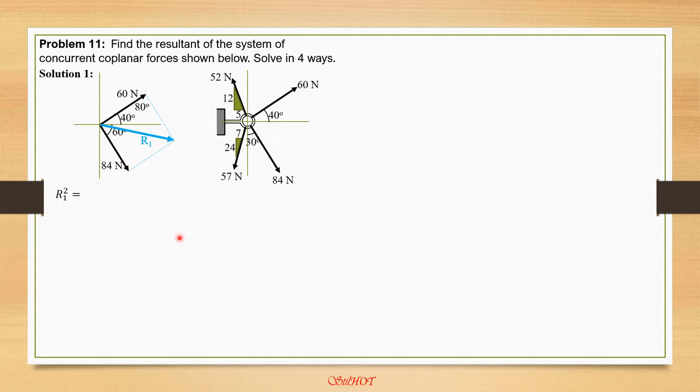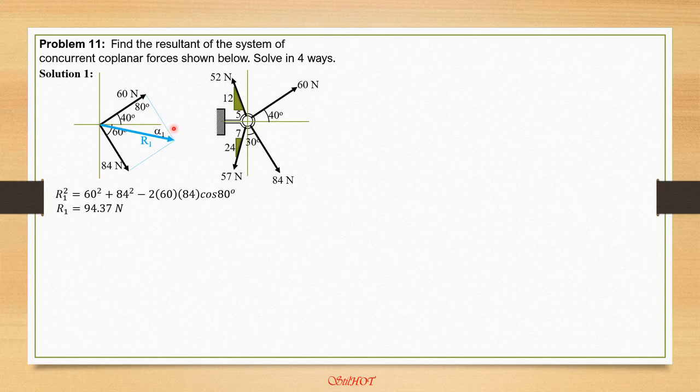Then by cosine law, R1 squared equals 60 squared plus 84 squared minus 2 times 60 times 84 cosine of 80 degrees, because this is 84. So R1 is equal to 94.37 newtons. Then for the direction, we need to solve for this entire angle here.